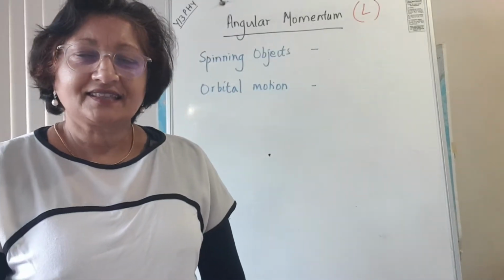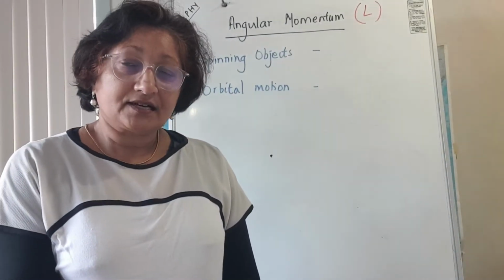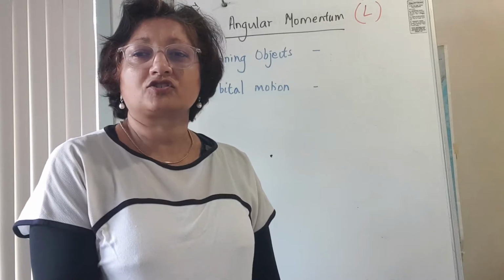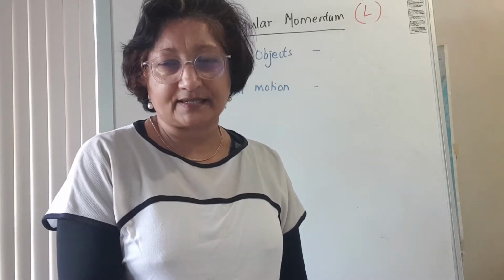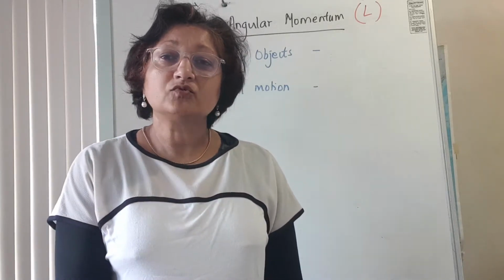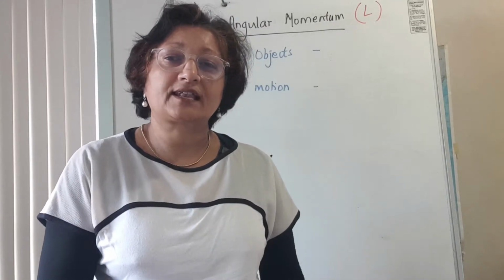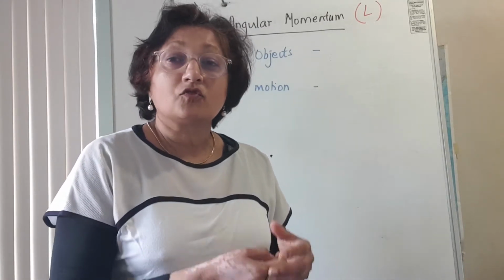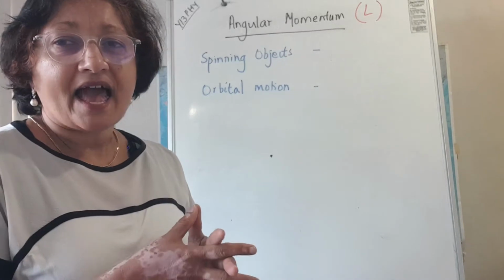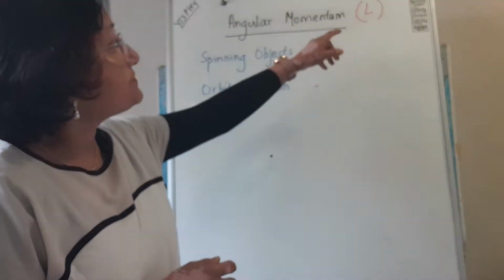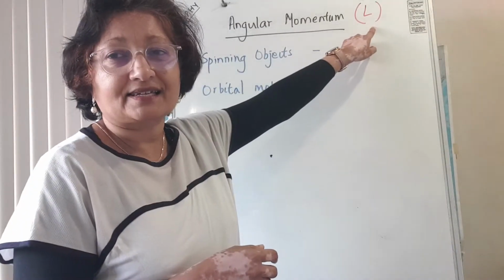Hi everybody, this lesson is about angular momentum and then going on to conservation of angular momentum. Just like how objects moving in a straight line have linear momentum, rotating or spinning objects have angular momentum. The symbol for angular momentum is the letter L.